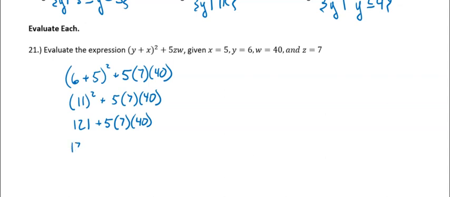Next, I do multiplication, and multiplication can be done in any order. I could do the 5 times 7 and then times the 40, or I can do the 5 times 40 and then times the 7. Really, whatever is easiest. And if you're using a calculator, doing it any way is easy. For this one, I end up getting 1400 here, okay? And now lastly, I add those together to get 1521.